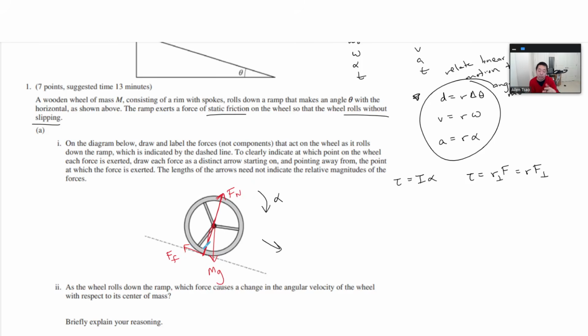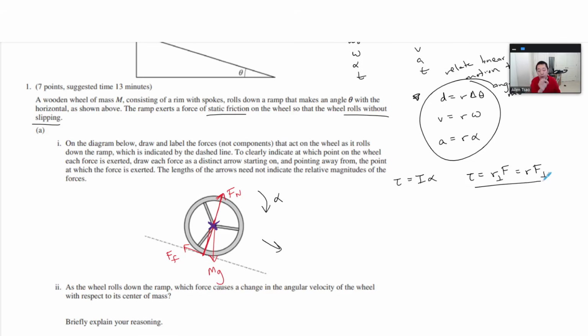That one's a little tricky. Let's talk about why the normal force and gravity don't do any torque. If you want to calculate the torque, you have to identify an axis of rotation. In this case, the axis of rotation is right at the center of the wheel. So the center of the wheel is the axis. And when you calculate torque, you do the r and the F perpendicular to the r.